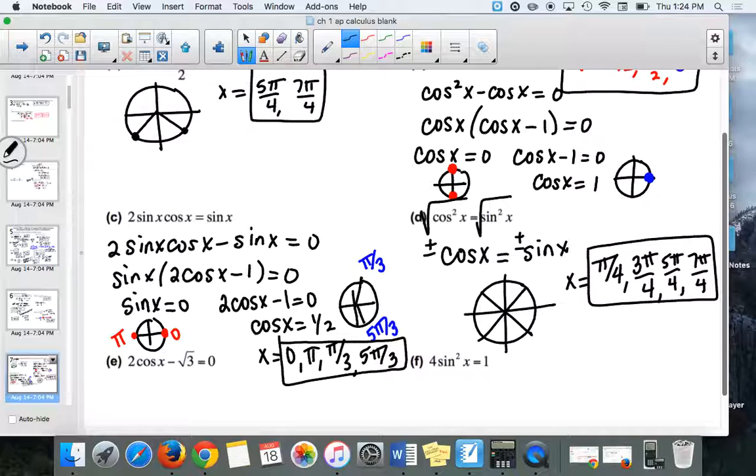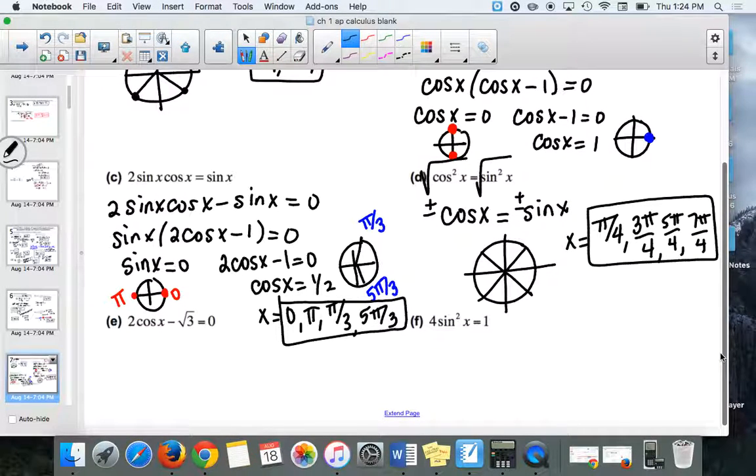You getting this? Some of you are giving me the, oh, I've totally forgotten this, and some of you are like, yeah, unit circle. So we'll see.